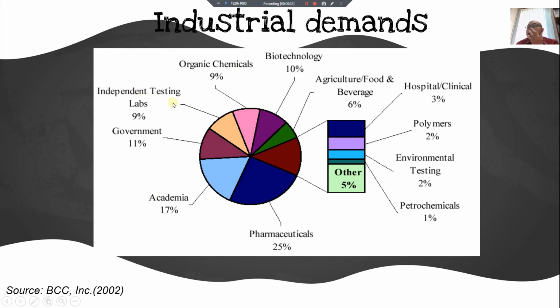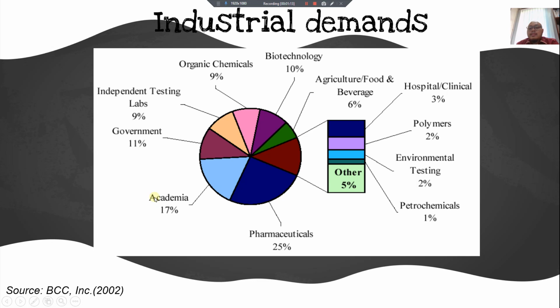For example, independent testing labs want to test what kind of amino acids are in their product, for example what kind of vitamins and nutrients they have in their product. Government, especially for example Jabatan Kimia Malaysia, tests for example driving under influence. A drunk driver kills somebody, so the government, under Jabatan Kimia Malaysia, will do the analysis.